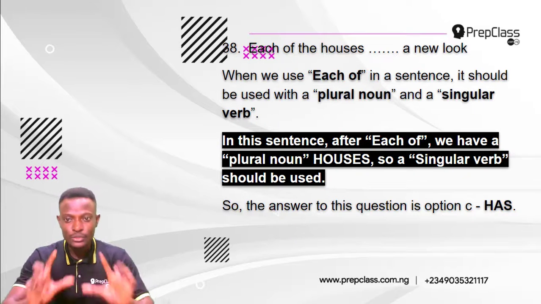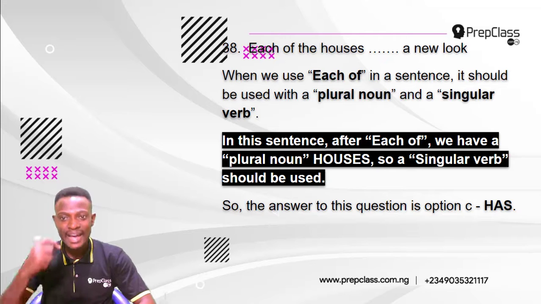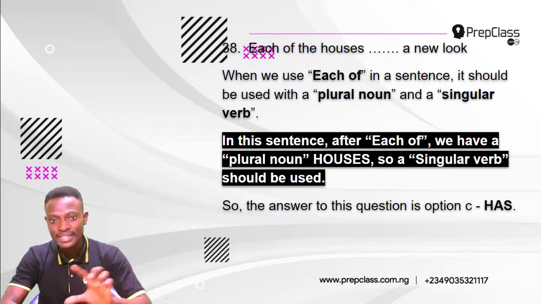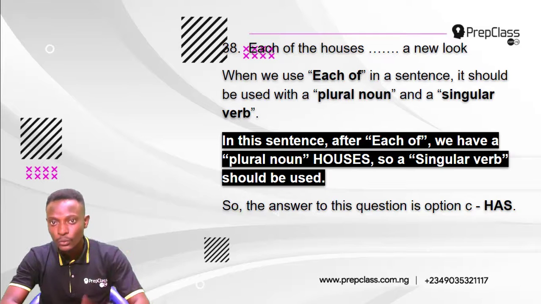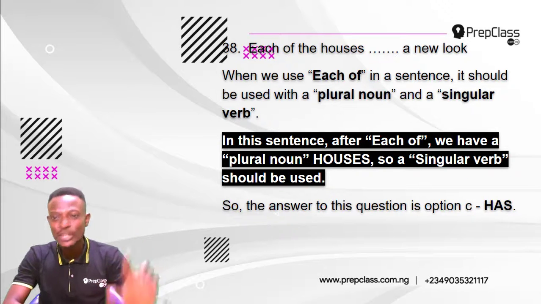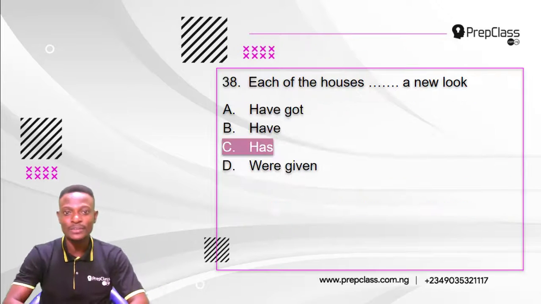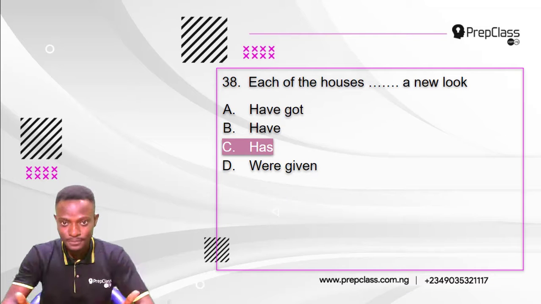Now, the answer to this question is option C, has. Has is a singular verb. Remember, when we use each of in a sentence, it should be followed by a plural noun. We have houses, a plural noun, and then a singular verb. Has is a singular verb. So the answer is option C.